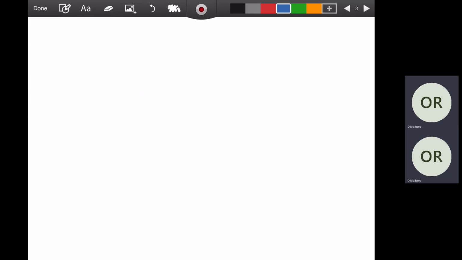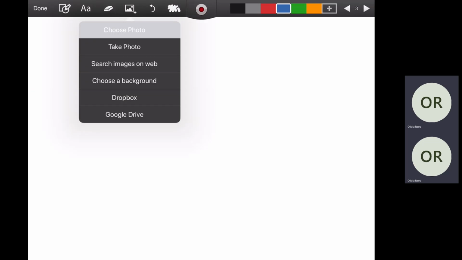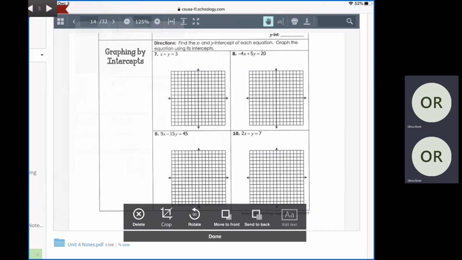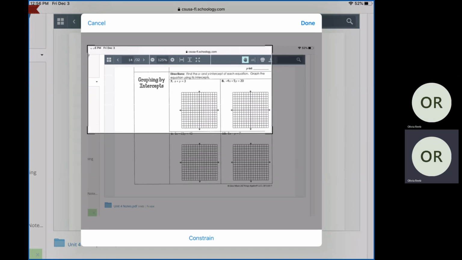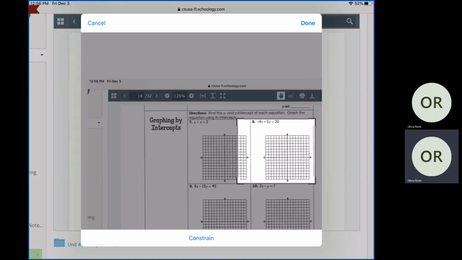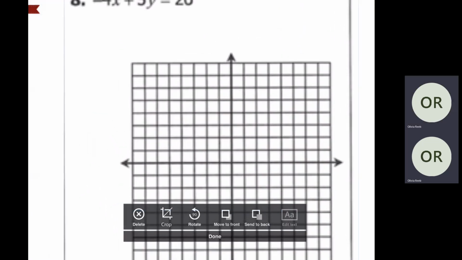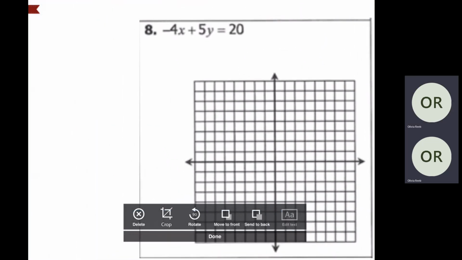And here's how we can use a graph. Use our x and y intercepts to make a graph. Boom, graphing by intercepts. This is on the next page. And I'm going to show you problem number 8. I'm going to zoom it in real big to make the graphing part easier for me.